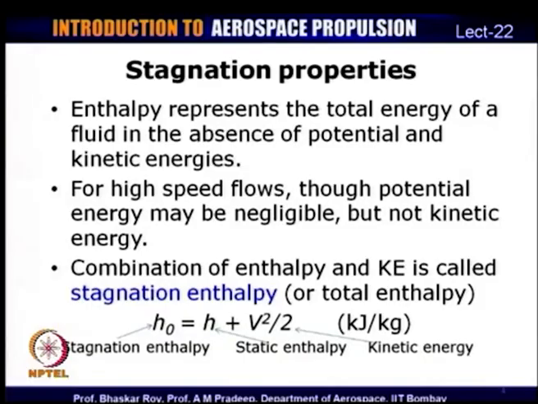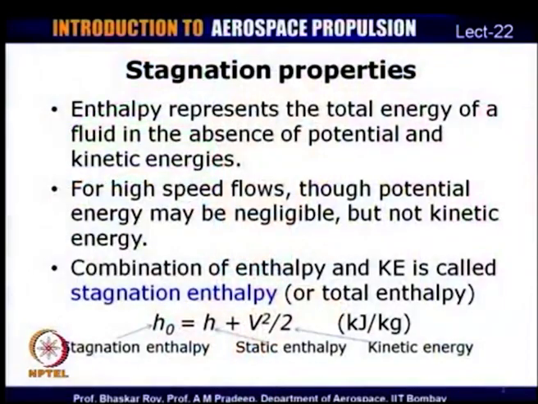So, what we do is we combine enthalpy with kinetic energy, that is, we add up enthalpy and part of the kinetic energy, and we define a new property known as the stagnation enthalpy. Why it is known as stagnation enthalpy will be clear as we discuss further. This sum of the so-called static enthalpy, which I will now be referring to as static enthalpy, and the kinetic energy term put together is known as the stagnation enthalpy.